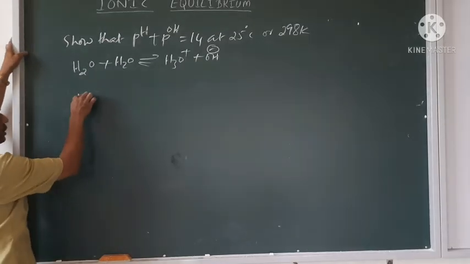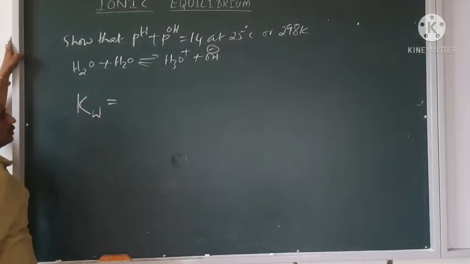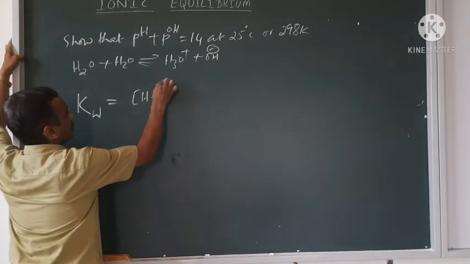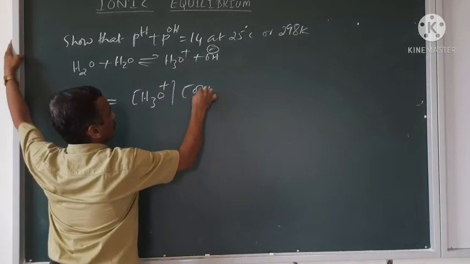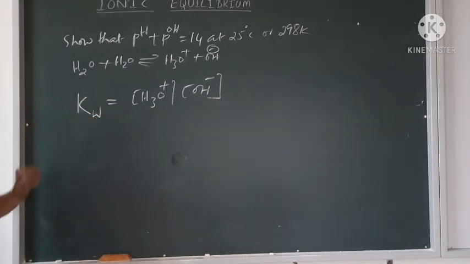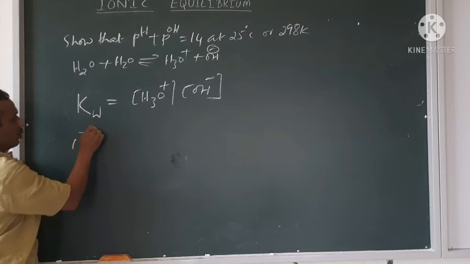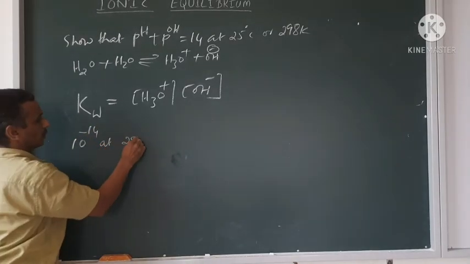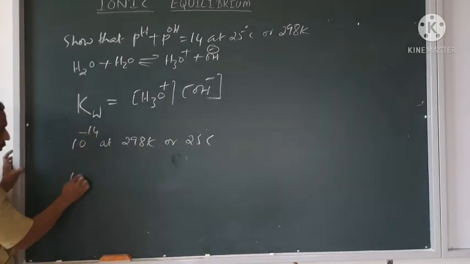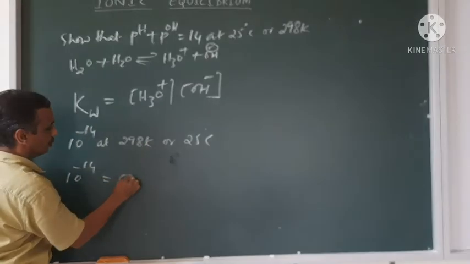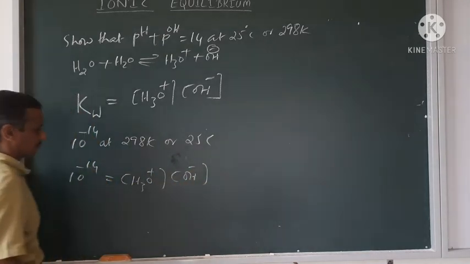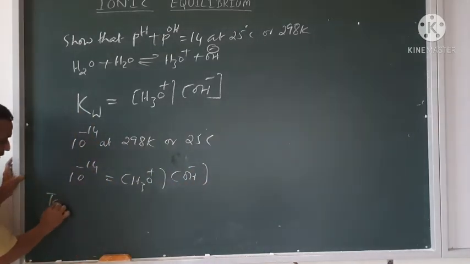Now, the ionic product Kw is equal to H3O plus concentration times OH minus concentration. This ionic product has the value 10 to the minus 14 at 298 Kelvin or 25 degrees Celsius, as already mentioned. So 10 to the minus 14 is equal to H3O plus concentration times OH minus concentration. Take the log on both sides.